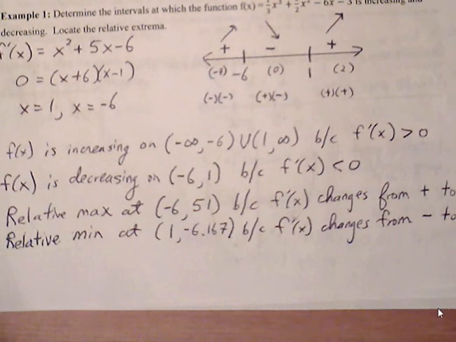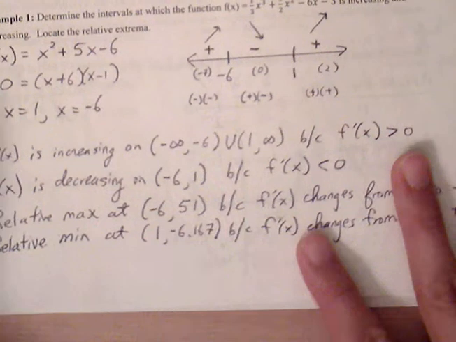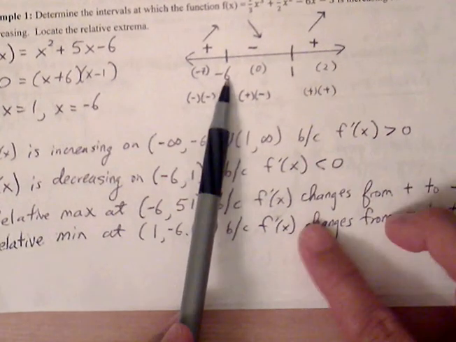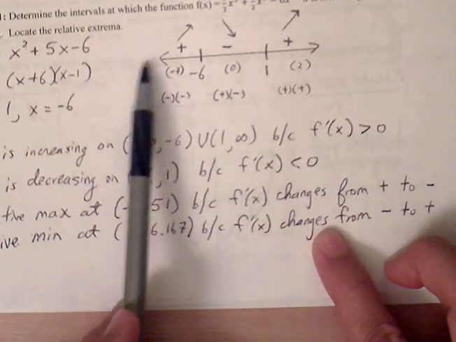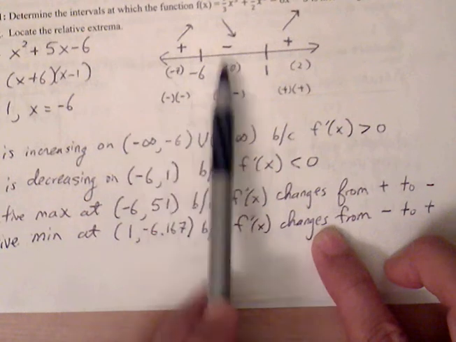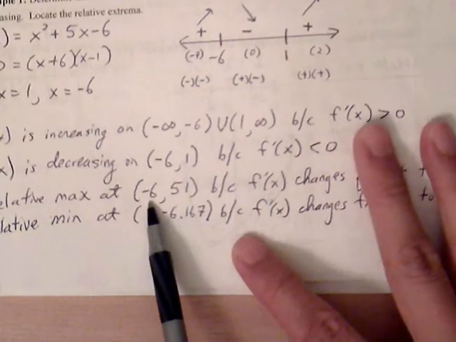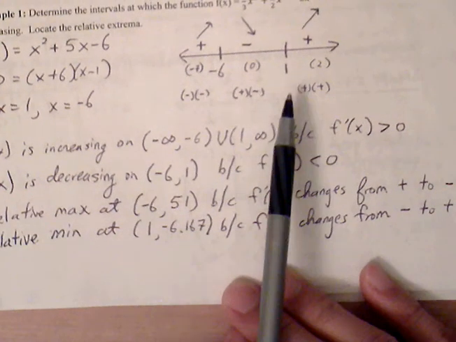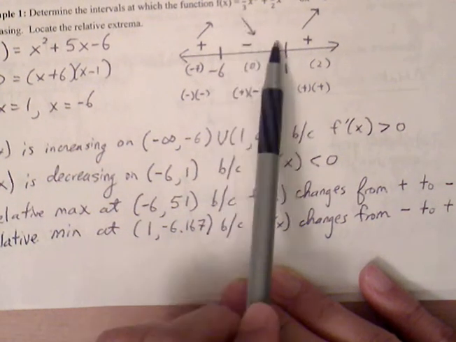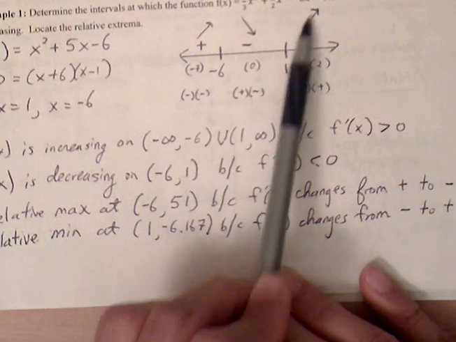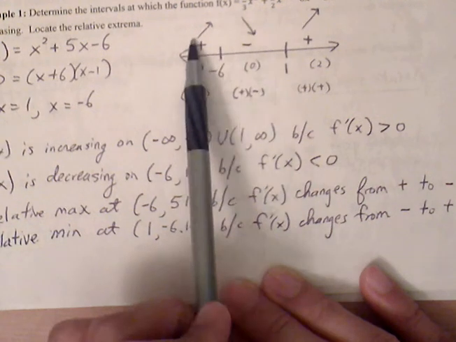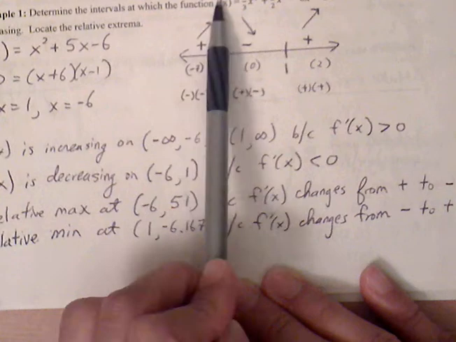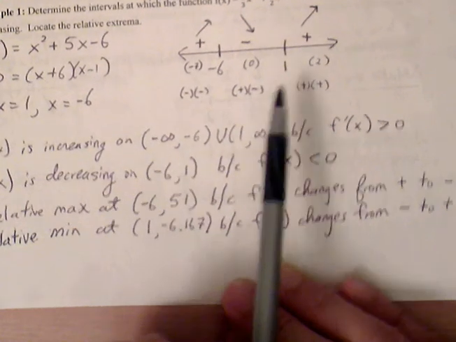Relative maximum occurs at x equals negative 6, because f prime changes from positive to negative. The graph is rising, and then it falls again, so we know there's a relative max there. Relative minimum is going to occur at x equals 1, because at x equals 1, we see the graph changes from a negative slope to a positive slope. So with these arrows, you can visually see how the pattern of the graph will go.